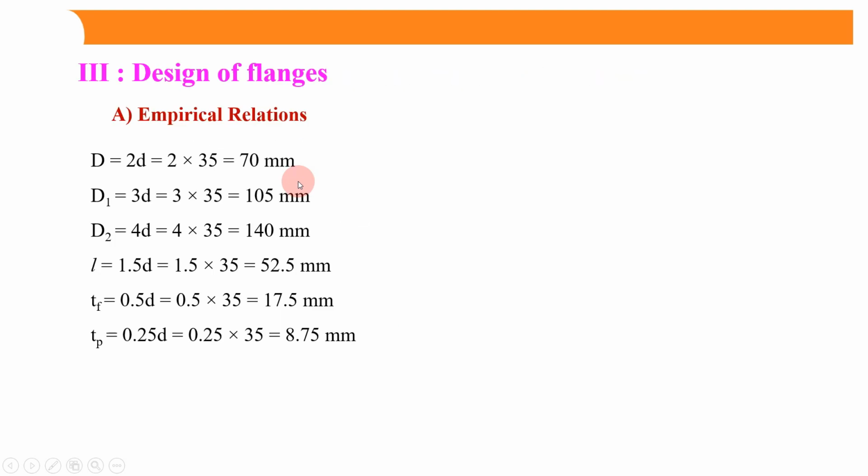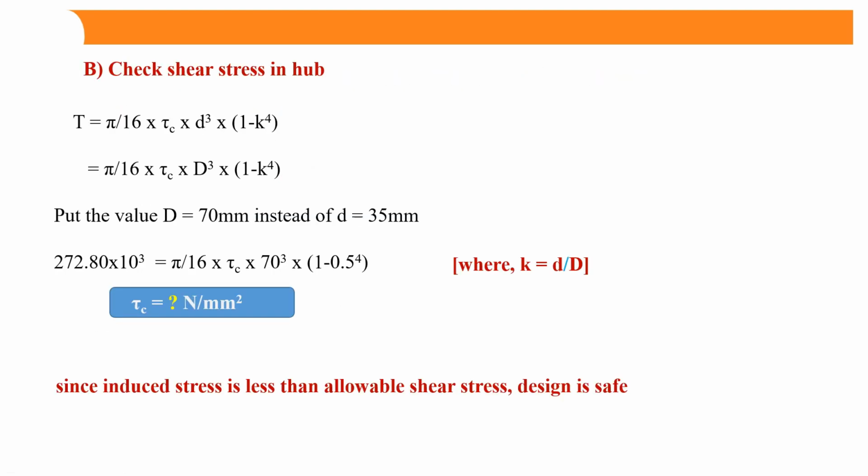Whenever we are designing flanges, at that time we need to compare it with the shear stress given for the flange material. In this case we need to compare it for the hub material, that is mild steel, and the value should be less than the allowable shear stress for safe design condition.